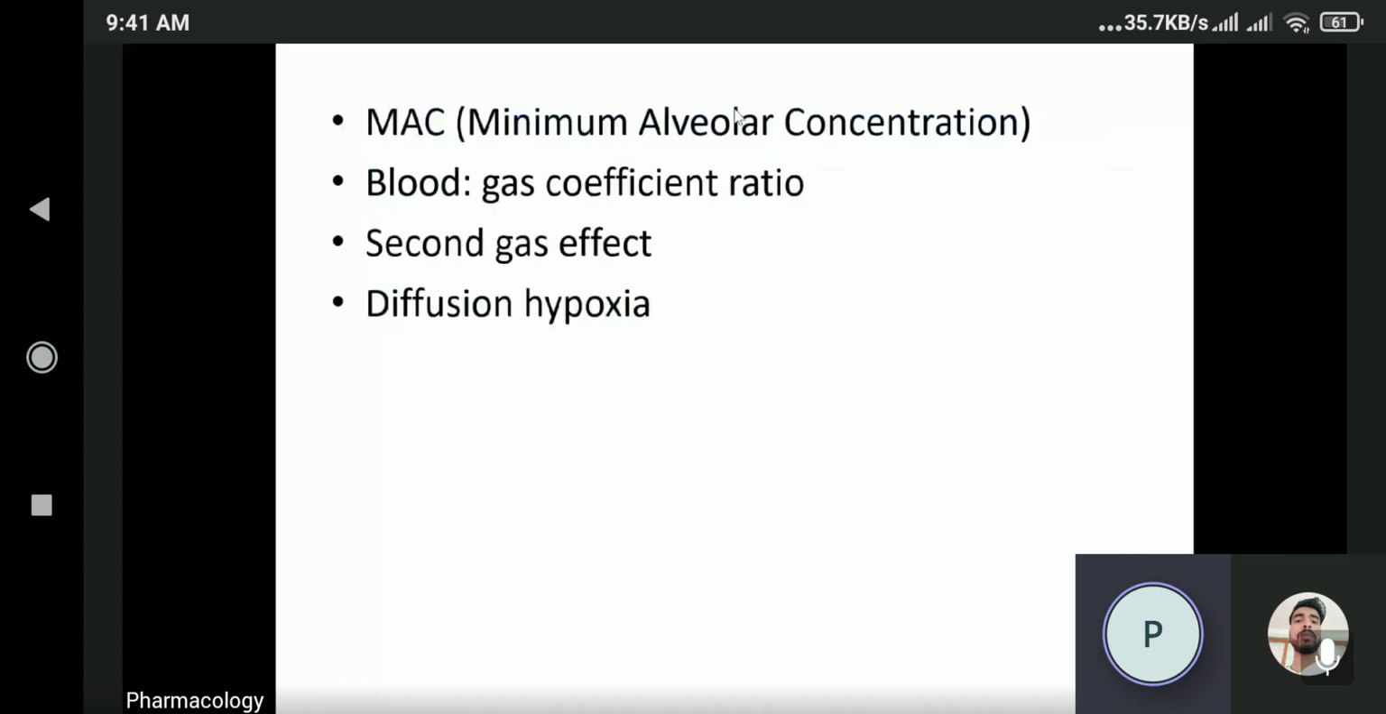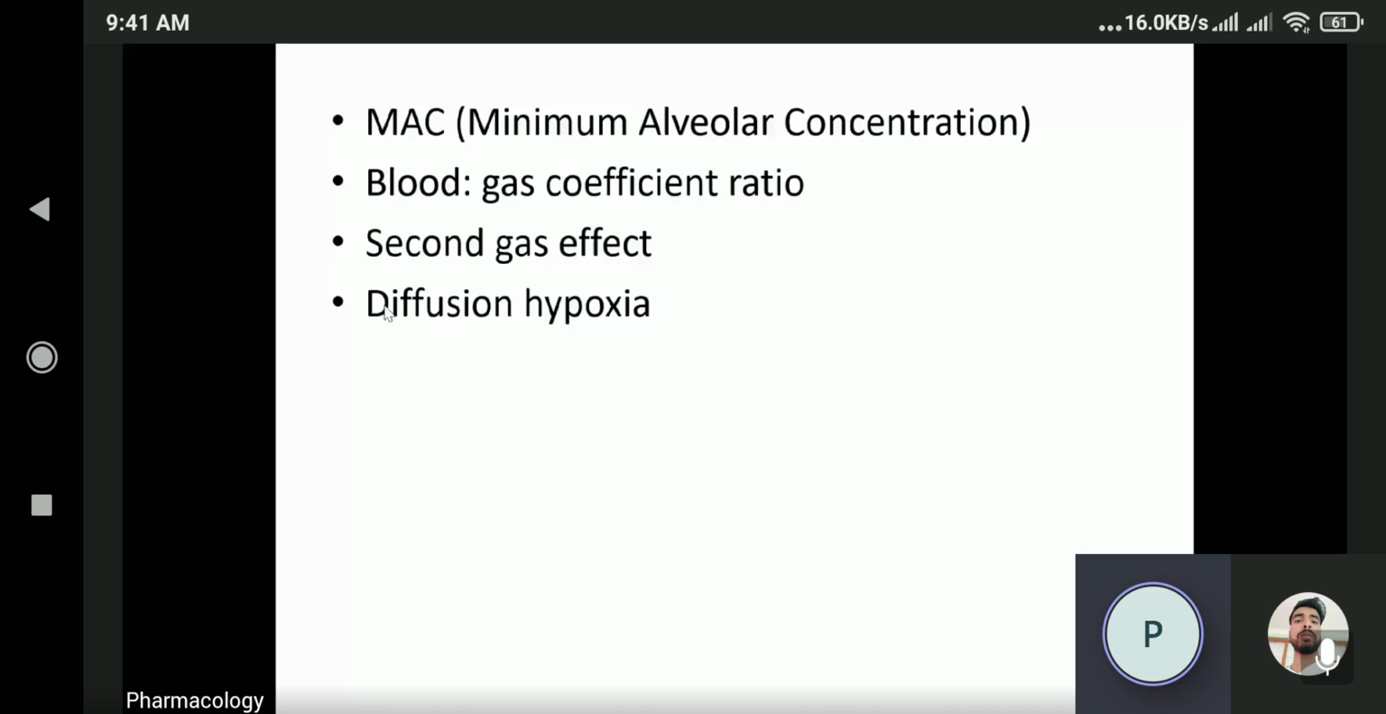So what is different from the intravenous group of general anesthetics is that you have to know certain pharmacokinetics or certain characteristics of the inhalational agents that were not there when we studied the intravenous agents. Okay, so we have to go through the MAC, which is the minimum alveolar concentration, then the blood gas coefficient ratio, then the thing called the second gas effect, and the fourth one is diffusion hypoxia.